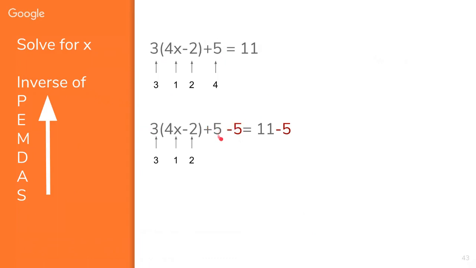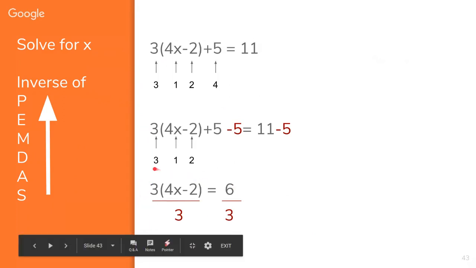But whatever we do on the left, we must also do on the right because of the equal sign. Equal sign means both sides must stay the same. So once again, whatever we do on the left, we must also do on the right. Once we do this, we will be done with step 4. We will go on to step 3. As you can see, the 5's cancel, and 11 minus 5 is 6.